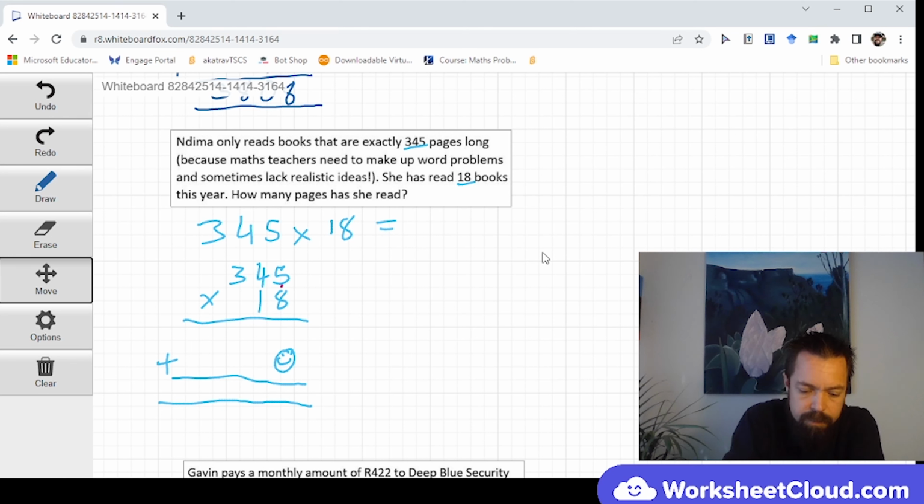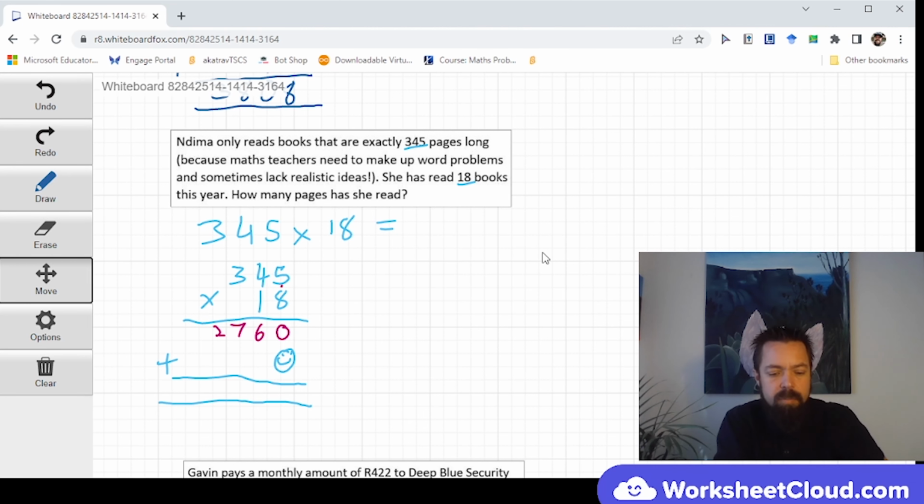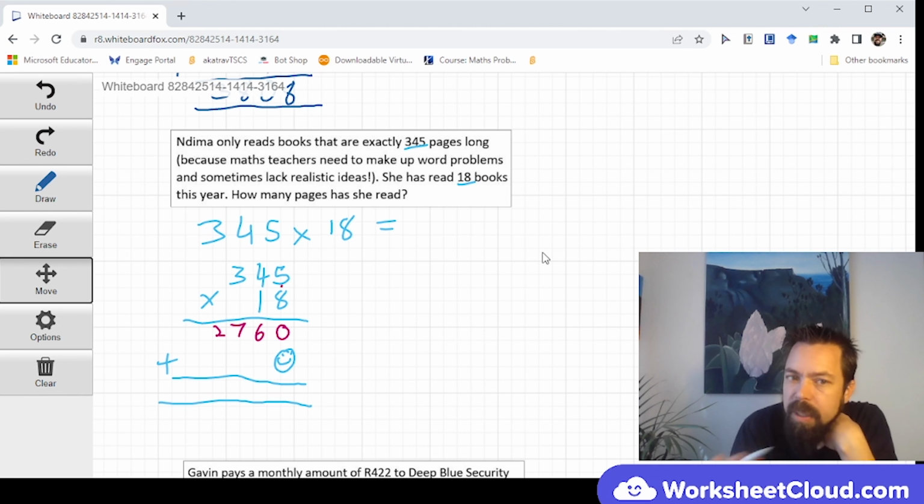5 times 8 is 40, carry 4. 8 times 4 is 32, plus 4 is 36. And 8 times 3 is 24, plus 3 is 27. Okay, so you'll see that because my times tables are fairly good, I don't spend much time working that out in between. So the more you practice your times tables, actually the easier big multiplication is, long multiplication.